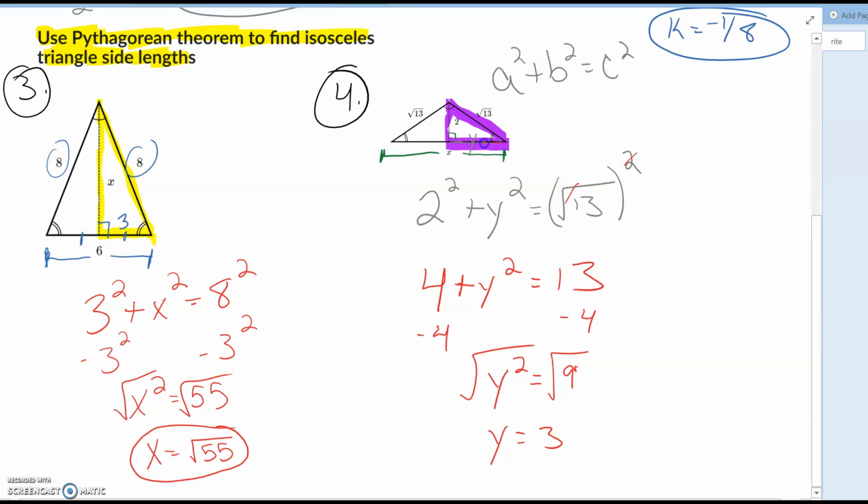Okay, but that's just this section. I need x. X represents the entire thing, so I have to multiply that times 2. So x is going to equal 6 here. So the biggest key is you're doing Pythagorean theorem like you normally would. Just make sure you are dividing by 2 or then multiplying by 2 at the very end.